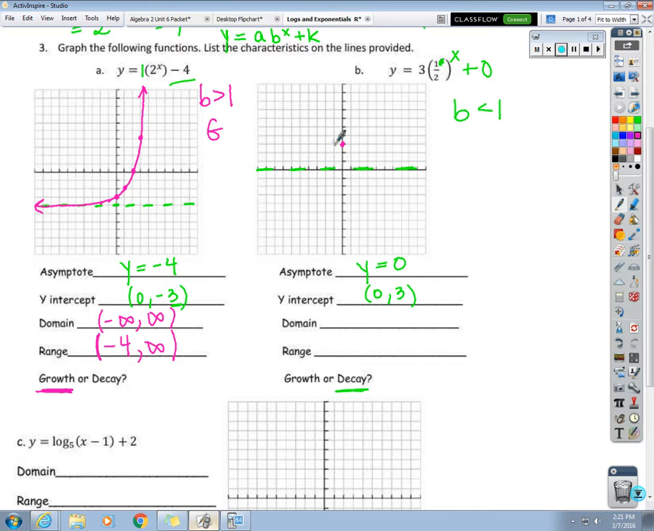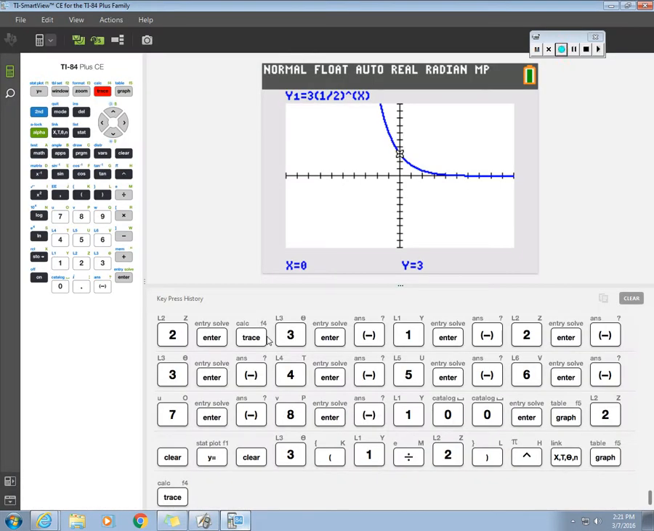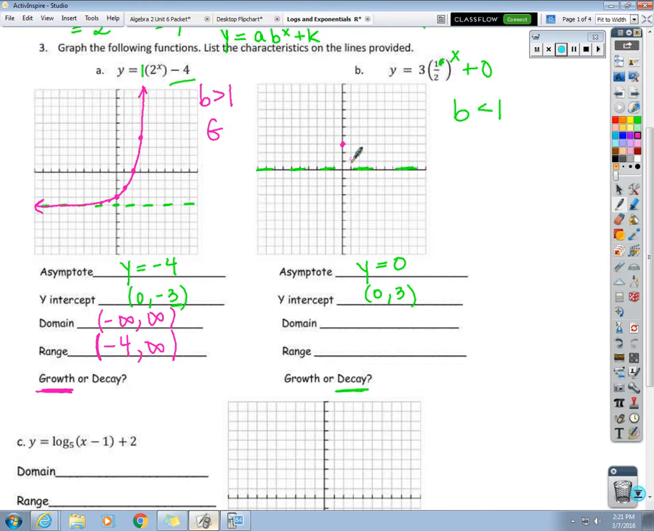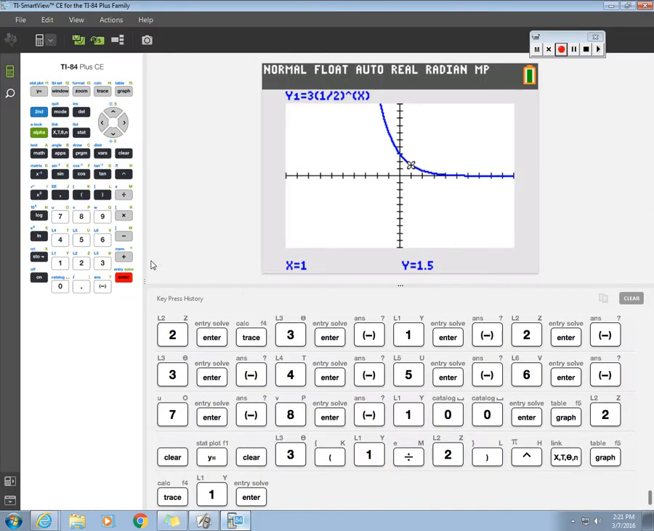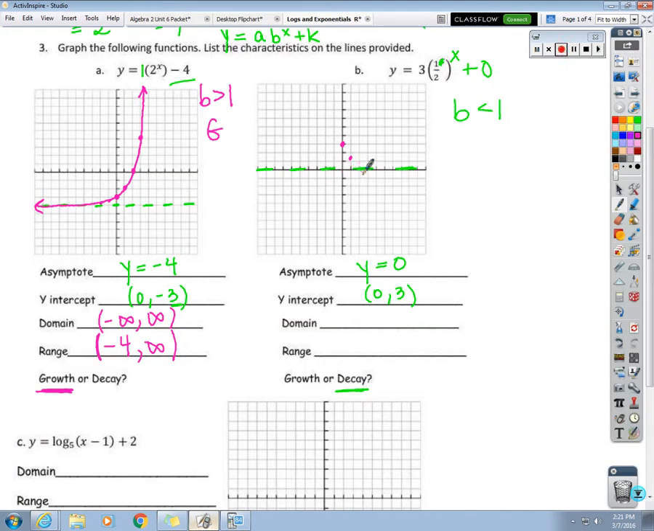Now, we need to find some other points, because all I know right now is the y-intercept. So how do I find other points? I've already hit trace to find the y-intercept, so I don't have to hit it again. I can type in like 1. 1.5. So right 1, up 1.5. Then I'll type in 2. And I get 2.75. So right 2, up 0.75.